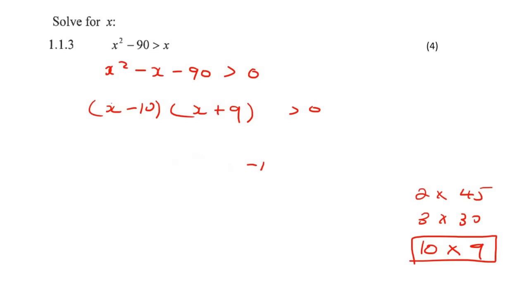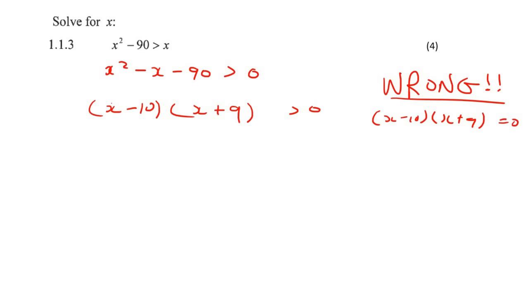Now, don't go and solve this. What a lot of learners do, what I'm about to show you now, is wrong. What some learners do is they think that this is the same as this. They go x minus 10 bigger than 0 or x plus 9 bigger than 0. Because that's what you would have done if this was equal to 0. But we don't do that with inequalities.